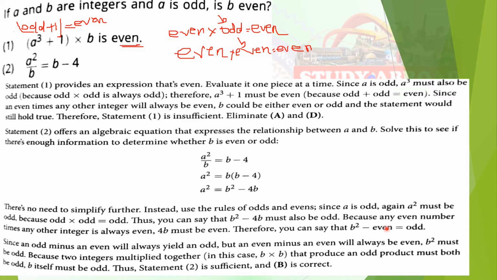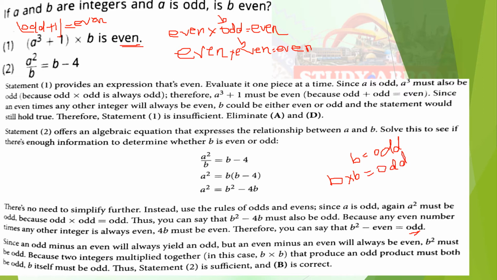Just consider cases. Here I will consider B is odd. So what happens? Finally you should get an odd integer. So I will consider B is odd. Then B into B, odd into odd, is always odd only.